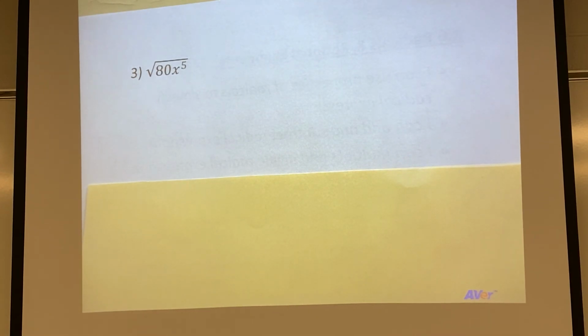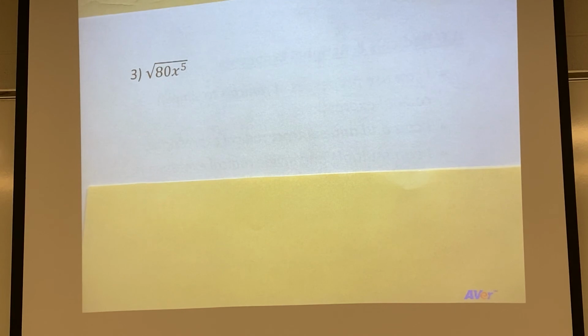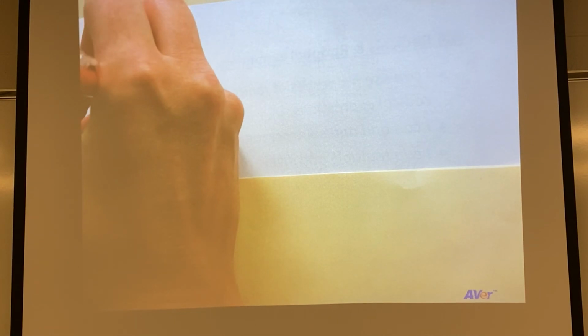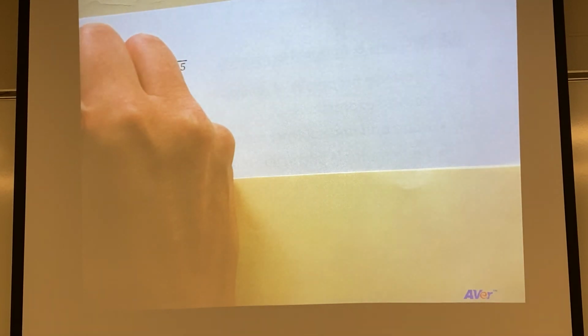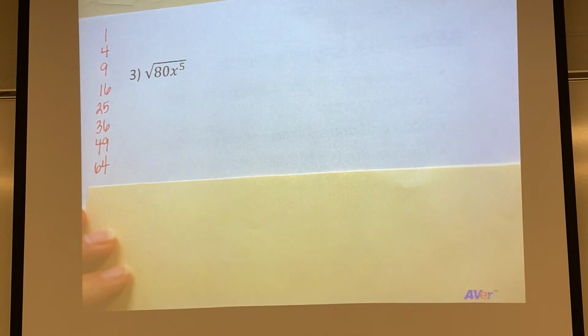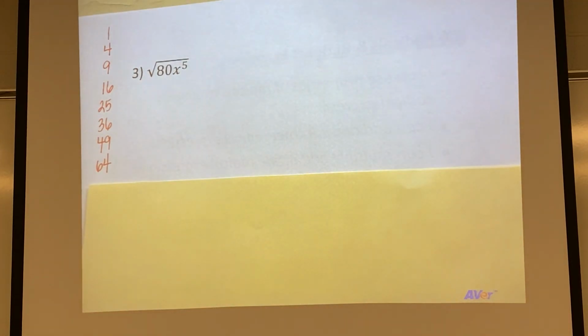But square root of 80 isn't a perfect square. So we've got to go back and find a perfect square that goes into the square root of 80. So you might have to make a perfect squares list. 1 squared is 1, 2 squared is 4, 3 squared is 9, 4 squared is 16, 5 squared is 25, 6 squared is 36, 7 squared is 49, so on and so forth. 8 squared is 64. We need one of those numbers to divide evenly into 80.